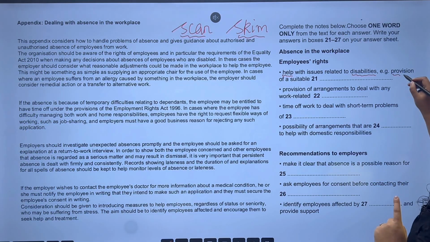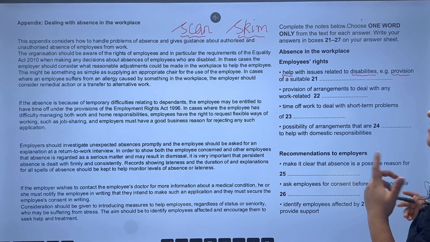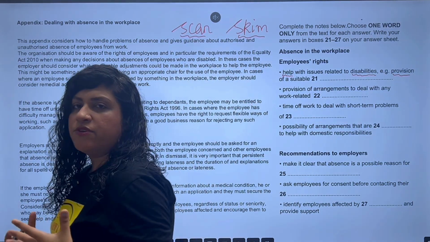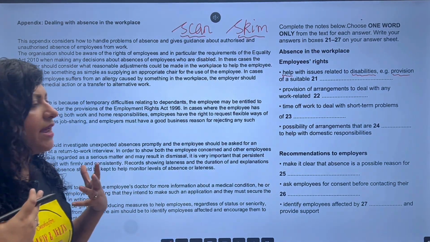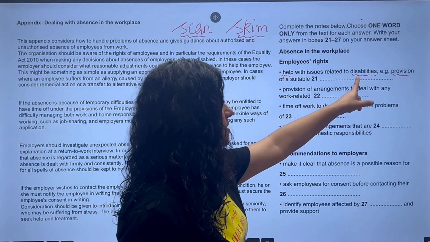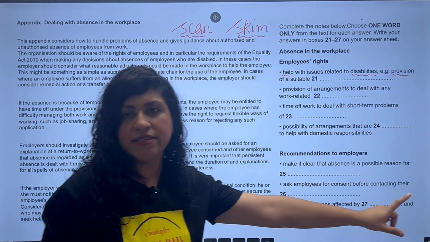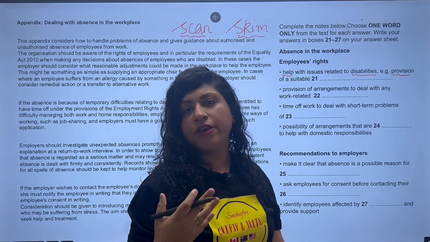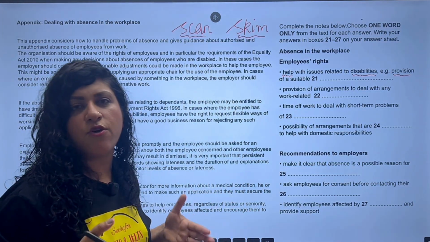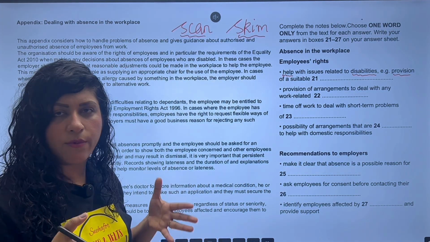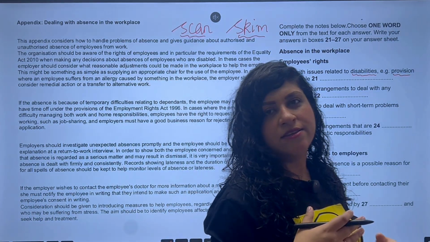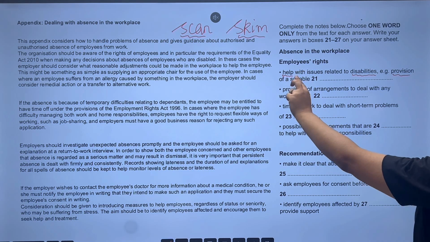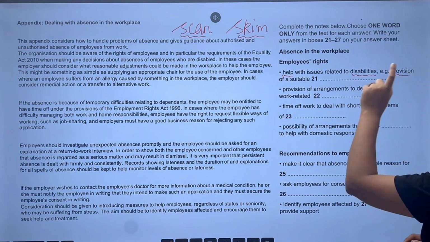Now, provision is another keyword. Provision means to make something available. So if someone has an issue related to disability, help is provided, and an example of that would be something being made available to that person. This is what we have to locate in our text. So let us use scanning and let us scan for help, disabilities, provision.